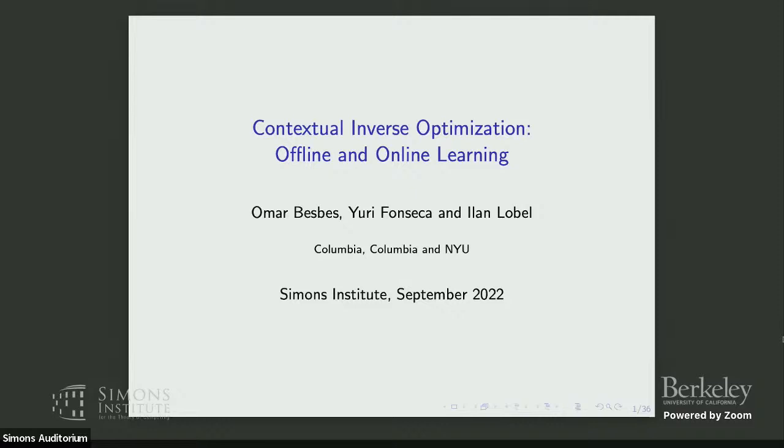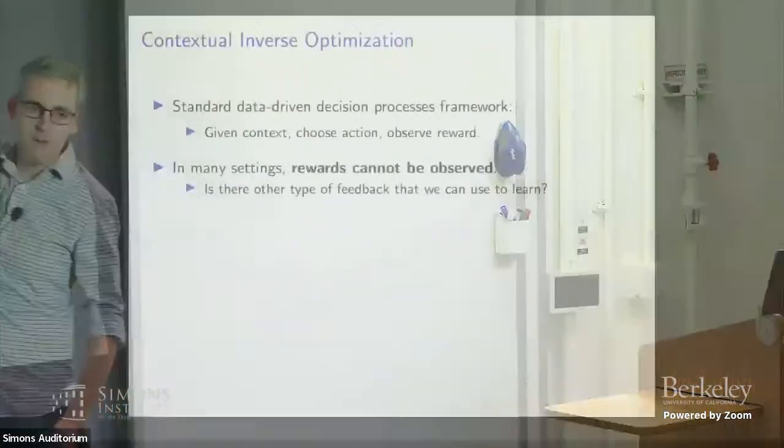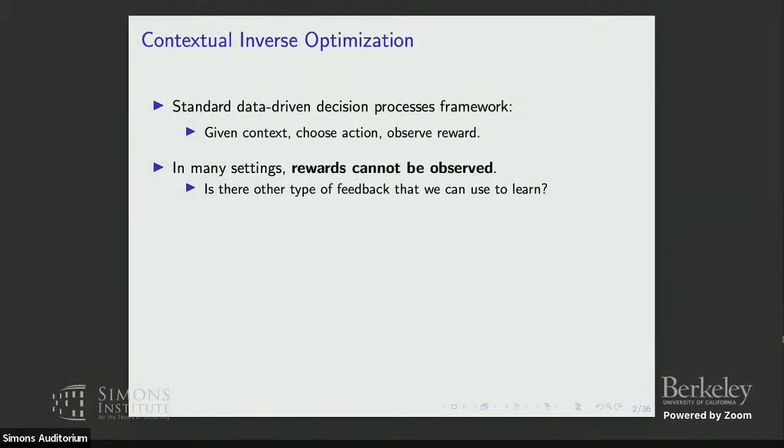Thank you, everybody. So let me tell you what the paper is about, and then I'll explain what these words mean here. There's a lot of words in this title. So here in this data-driven decision process framework, our typical setup is something like a contextual bandit, right? Where we get some context, we choose an action, and then we get a reward. But there are many settings of interest where you can't actually observe rewards. And this is going to be our theme here.